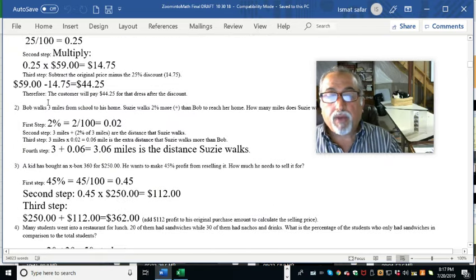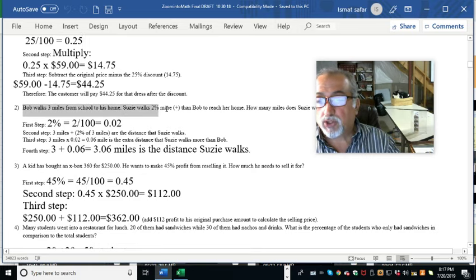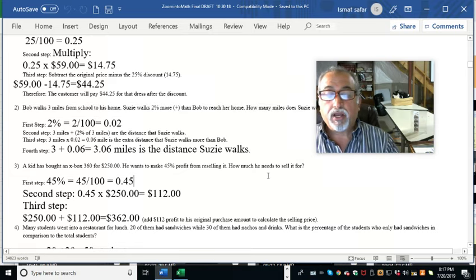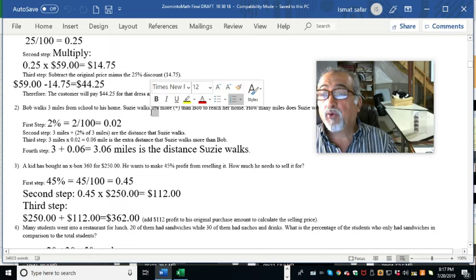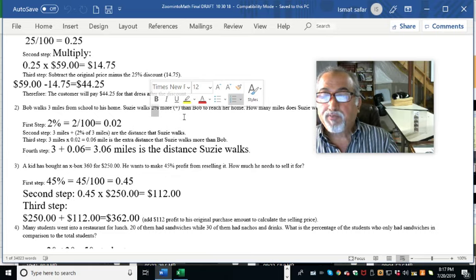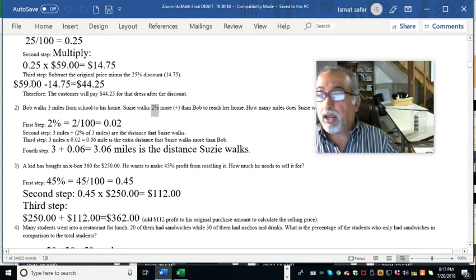Anyway, Bob walks 3 miles from school to his home. Susie walks 2% more than Bob to reach her home. How many miles does Susie walk? Okay, what do we do here? First step, 2% more than the 3. See? 2% more Susie walks. Because a lot of women have more stamina, more strength than a lot of men, and they are healthy.